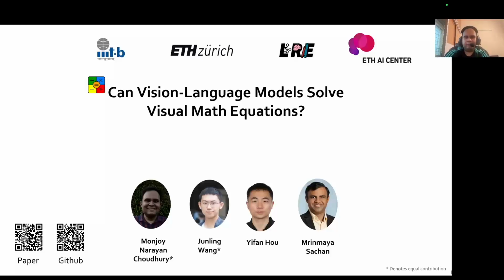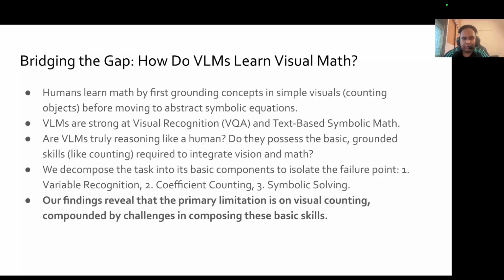Hello everyone, we are here to present our work on Can Vision Language Models Solve Visual Math Equation? As a motivation, we try to bridge the gap. How do vision language models learn visual maths? We try to take inspiration from humans themselves. What we do is we look at visual equations, right? We first count them, perceive them, and then we reduce them into some abstract symbolic equations and we solve them.